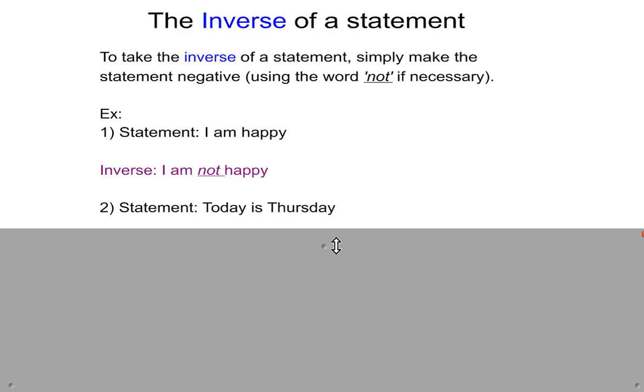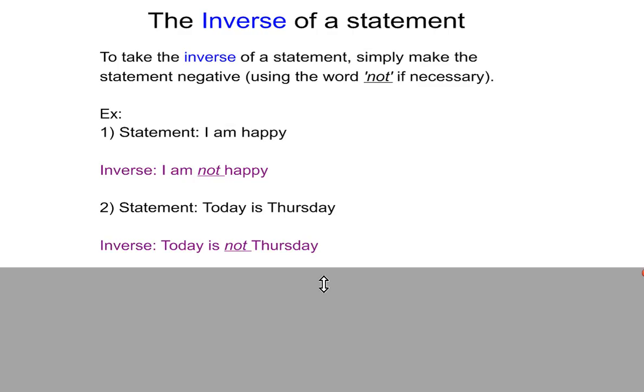Today is Thursday. If I want to take the inverse of today is Thursday, what I'm going to do is I'm going to negate it. In other words, today is not Thursday. It might be Friday, it might be Tuesday, it might be Wednesday, it might be Saturday. But that's not the point. To negate today is Thursday, to take its inverse means to say today is not Thursday.